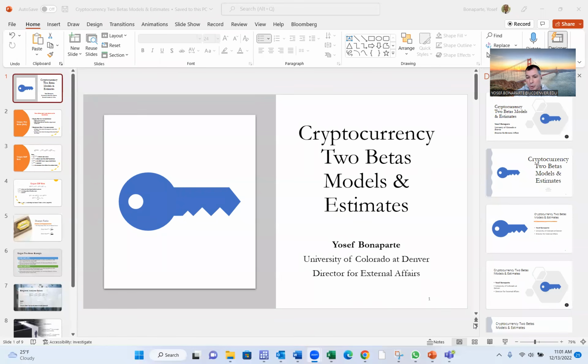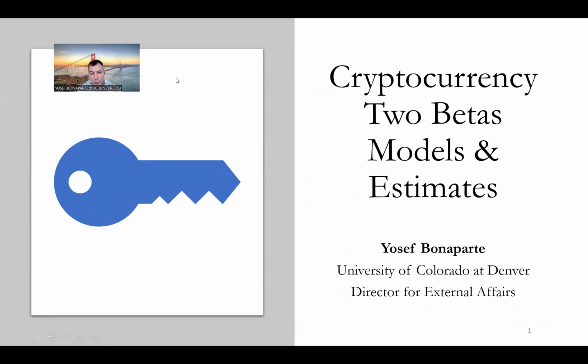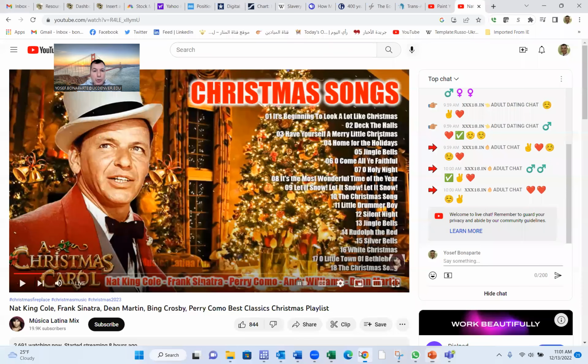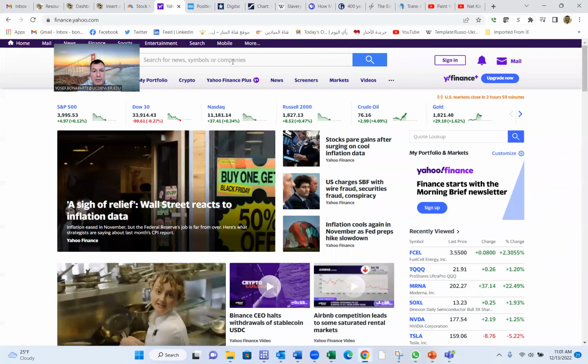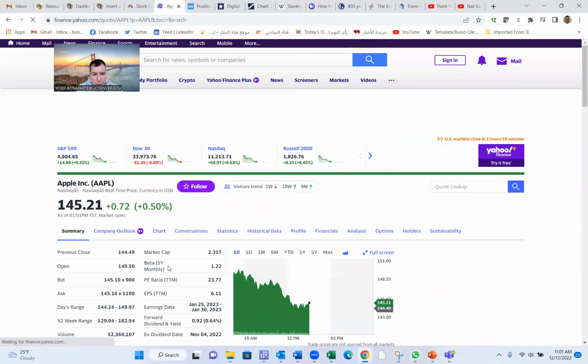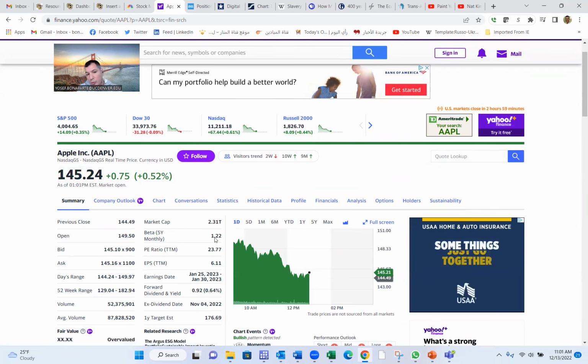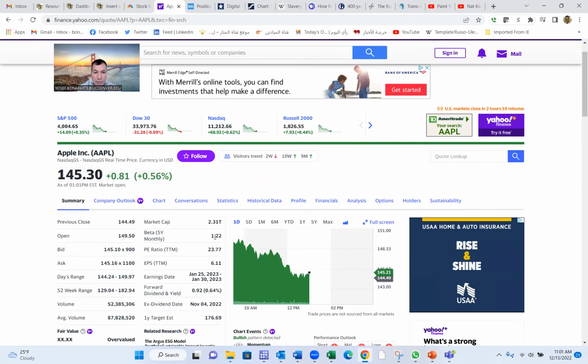Hi, students. This week we're going to talk about crypto two betas. This is an important topic because in the equity market, every company has one beta. For example, if you go to Yahoo Finance and go to Apple, AAPL, you can see beta for Apple is 1.22, and there is only one beta. So 1.22 means Apple is riskier than the S&P, which is a benchmark, by 22%. That's what it means, 1.22.